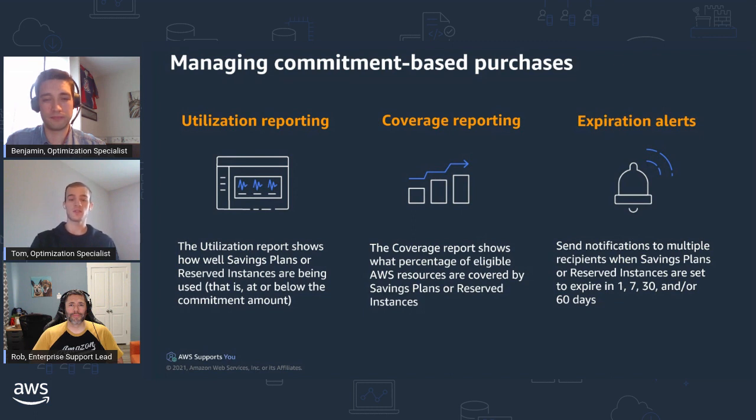The first is the utilization report, which shows how well a commitment-based purchase is being used. The target utilization should be 100% because anything below that means you've committed to usage that you're not actually consuming. The coverage report shows what percent of resources within a service are covered by a commitment. As your environment grows, the coverage percentage will decrease. So this report can be used to indicate additional opportunity through new commitments.